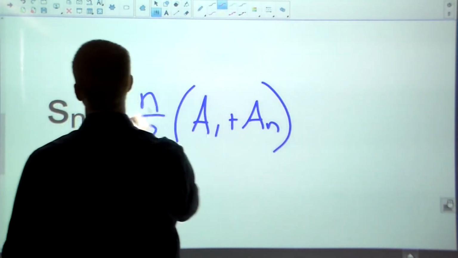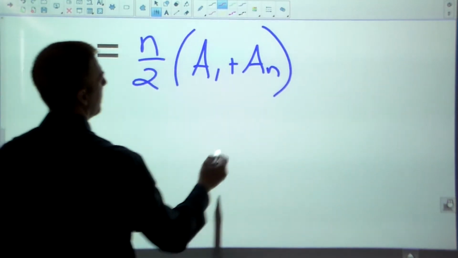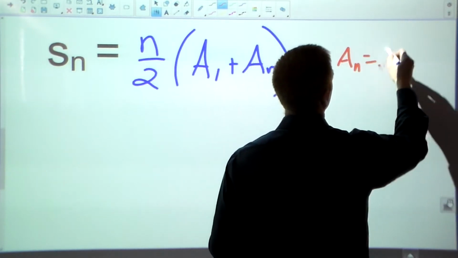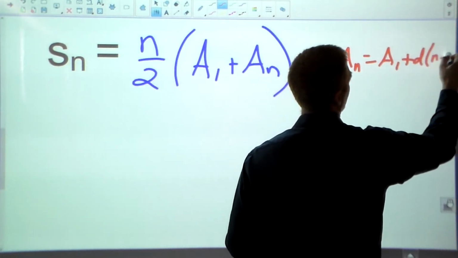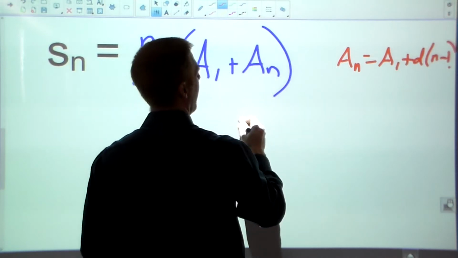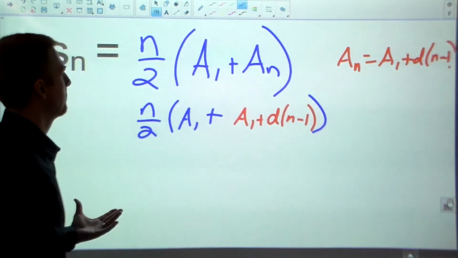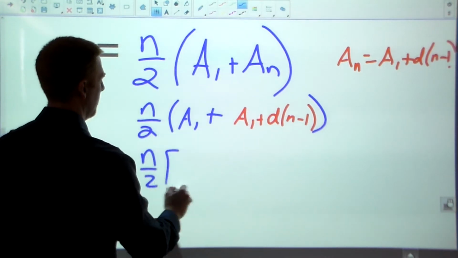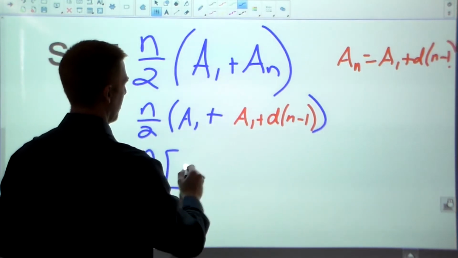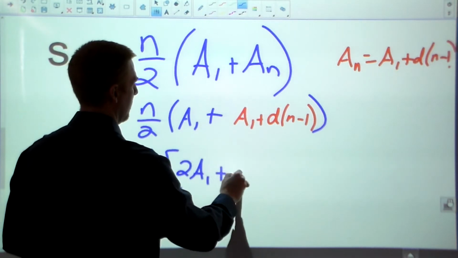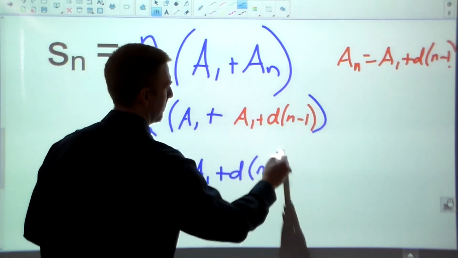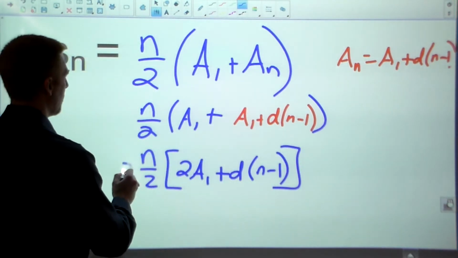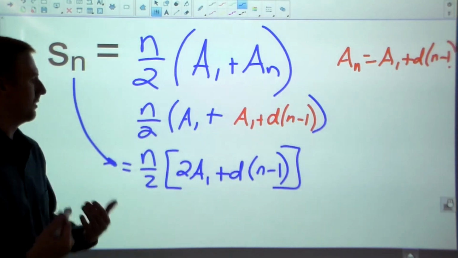So what we want to do to get the other formula is we know that a sub n, the sequence formula, is a1 plus d times n minus 1. So if you plug that in for an, that gets you to here. And you can just combine what you can. So n over 2 stays there. a1 plus a1 again is 2a1 plus d times n minus 1. And I usually put square brackets to make it look a little neater. But that's the alternate formula. That's another way to get the series.